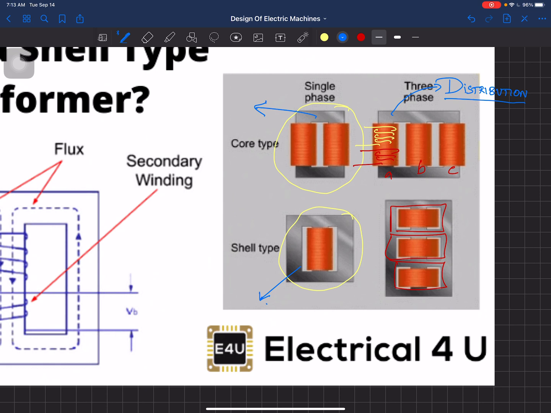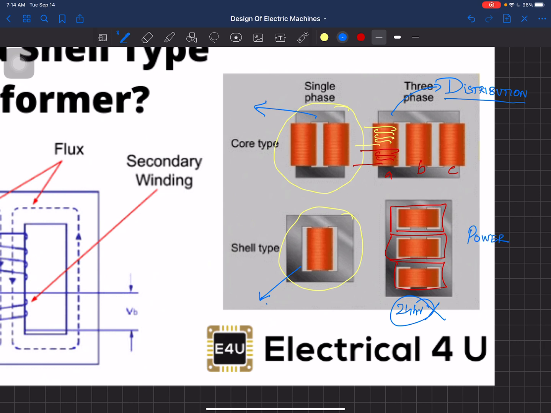But why is the shell type not used? The only reason behind it is that a shell type transformer has a poor cooling factor, because you can see the windings are jam packed around the cores. But it has a good coupling coefficient, which means it is going to have fewer losses, but the cooling is not going to be good. So you can't run it for 24 hours, because if you want to run it, you have to employ more cooling tactics. So this transformer is actually used more.